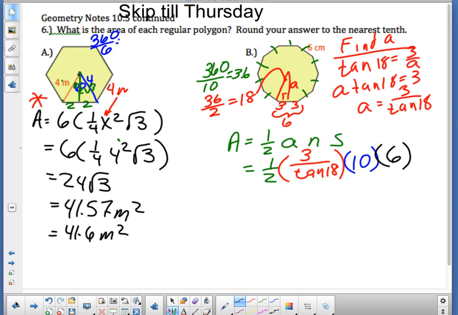So as I get through this, is this 277? Actually, it's 276.99, right? And I round to the nearest tenth, so I go to the 100th, which is 9, and the 10th, which is 9, that goes up to 0, so it's got to go up to 277. So 277.0, that's the nearest tenth, and this is centimeters squared.